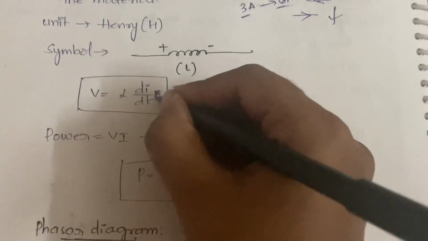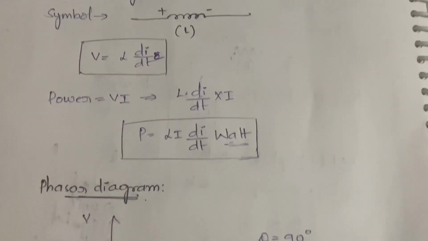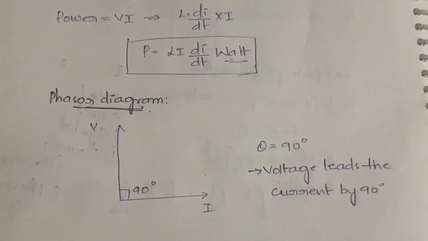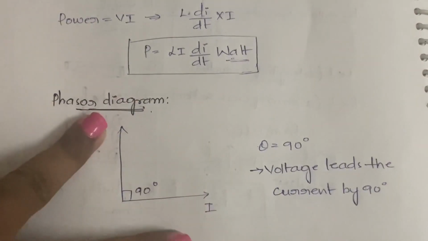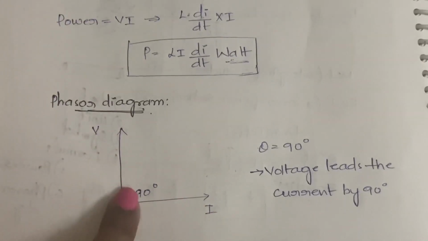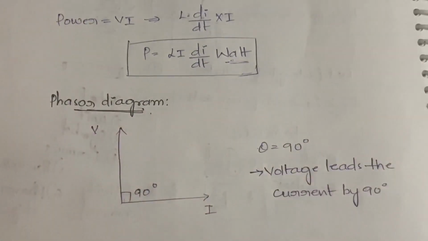But if I write V, again you will get confused, right? Again one more V. So I've not written. Now let us go to the phasor diagram. So in the phasor diagram, this is the potential difference and this is the current. Okay, potential difference, current. Now the angle between the current and the potential difference is 90 degrees. So we have written theta is equal to 90 degrees.